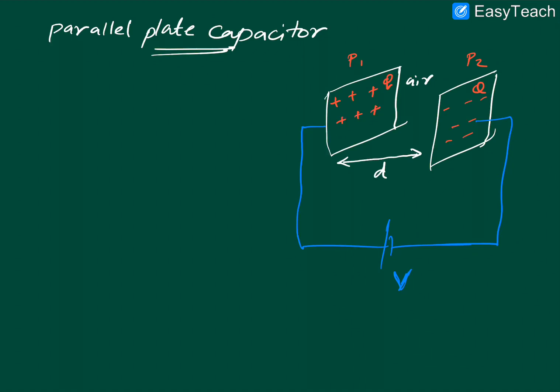Okay, now since there is a positive side and there is a negative side, there will be an electric field from positive to negative, isn't it? This will be the electric field E.